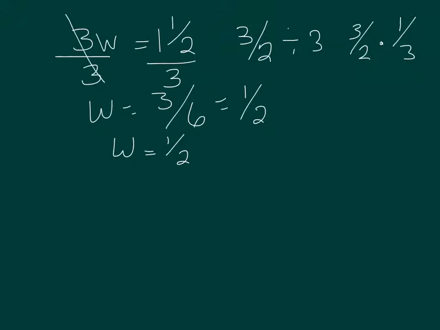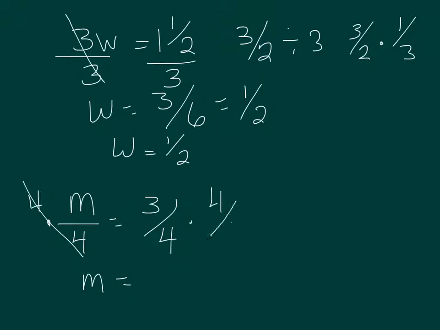Let's try m divided by 4 equals 3/4. Well, to isolate the m, we're going to multiply both sides by 4, which will leave us with just m. And we can cross cancel, divide both by 4, we get 3 times 1 is 3, 1 times 1 is 1, 3 over 1 equals 1. I'm sorry, let's erase that. 3 over 1 equals, you're right, you caught me, good job, 3.